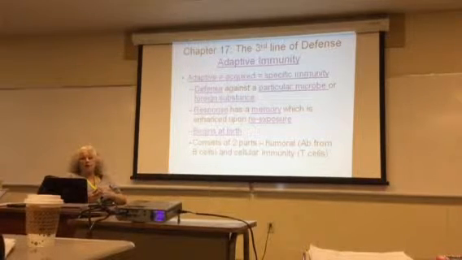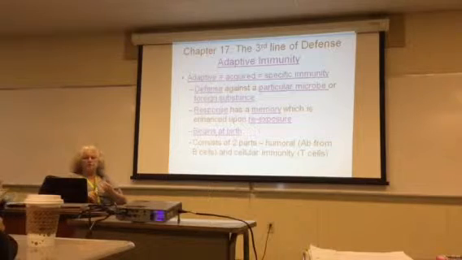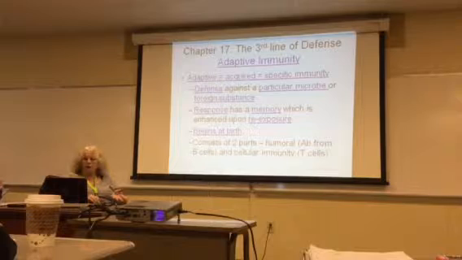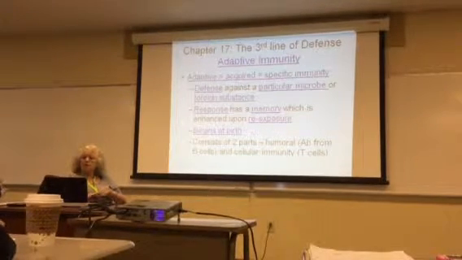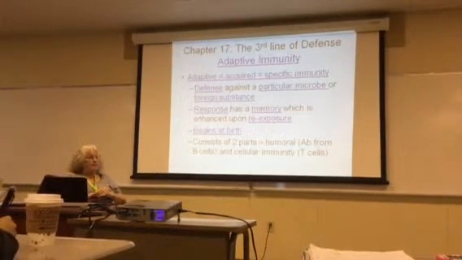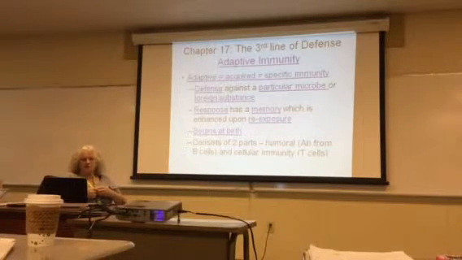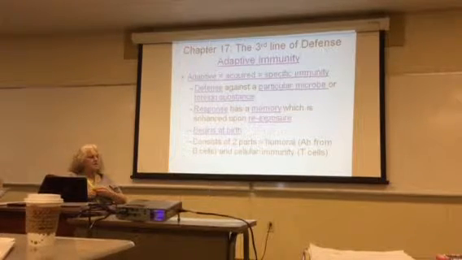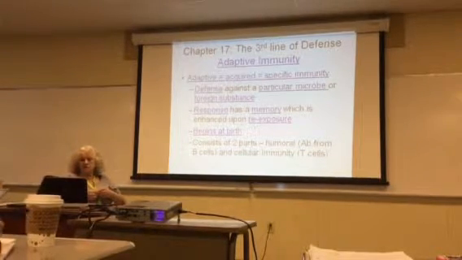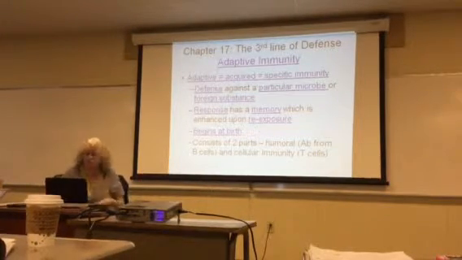The acquired or adaptive immunity has two parts. One is the humoral immunity and the other is the cellular immunity. When we're talking about humoral immunity, we're talking about cells producing antibodies against the antigen. This is from the B cells, also known as the B lymphocytes. The cellular immunity has to do with the T cells or the T lymphocytes.